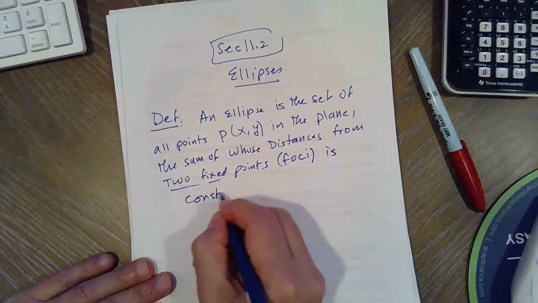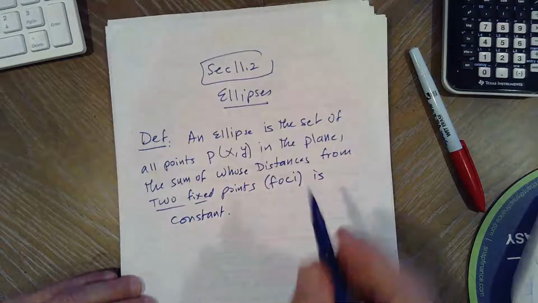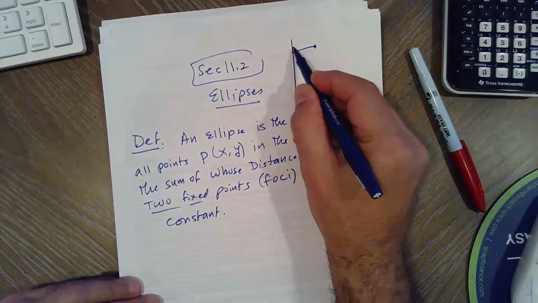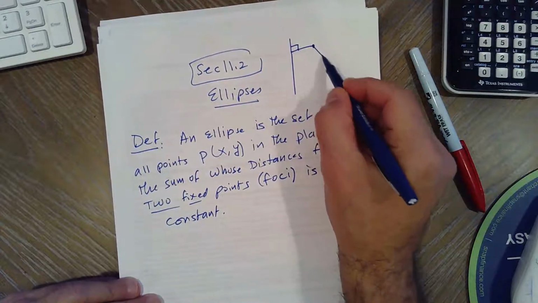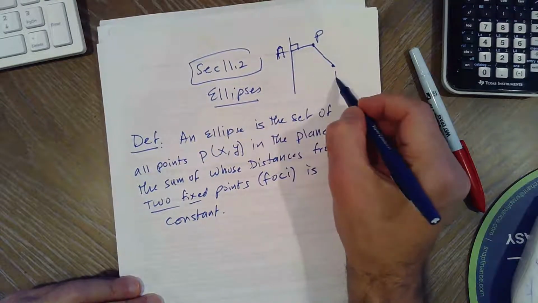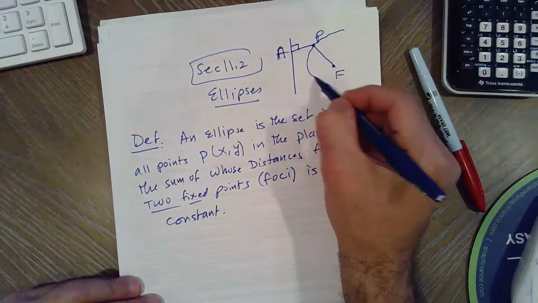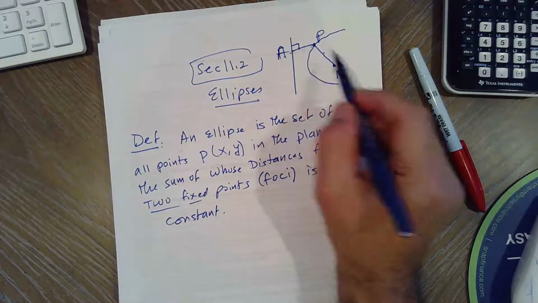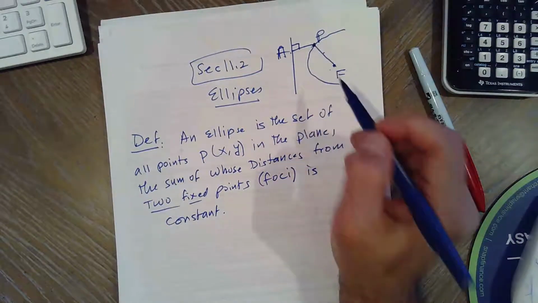In the case of a parabola that we did in 11.1, it was the distance between a fixed line and a fixed point that they had to equal. PA had to equal PF for P to be on the parabola, right? The distance between P and the directrix is the same as the distance between P and F.